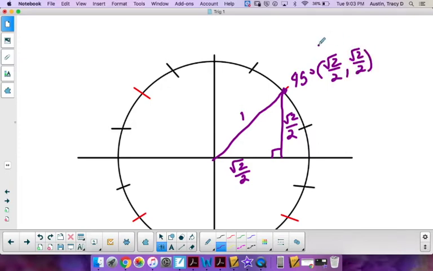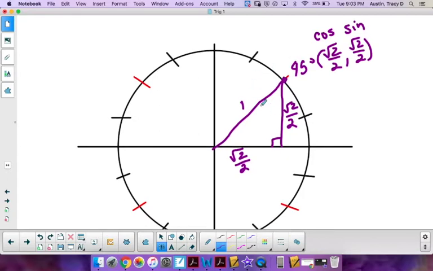And again, it is going to be the cosine and the sine. And this is kind of important in that cosine goes with the x and the sine goes with the y. It's going to make more sense later when we start working with it. But the cosine is always the x and the sine is always the y, and it's the way the coordinates work around the unit circle.